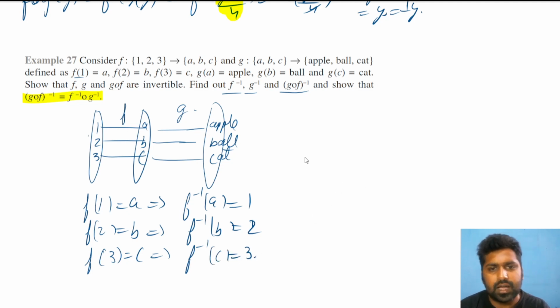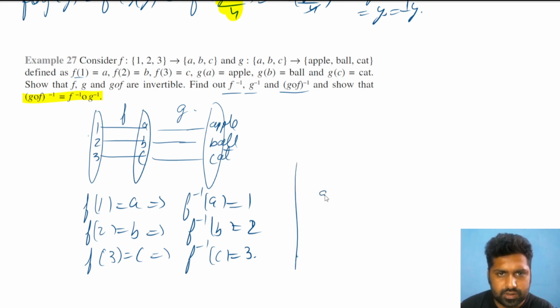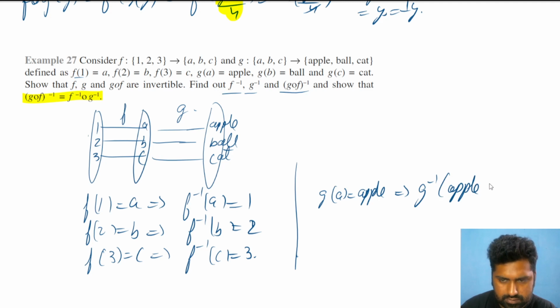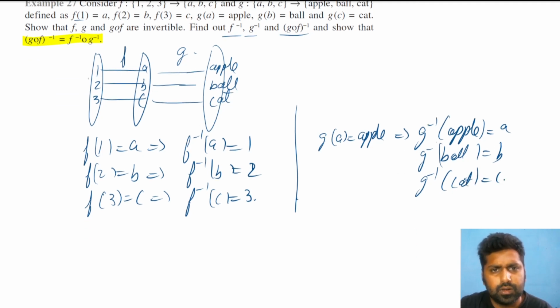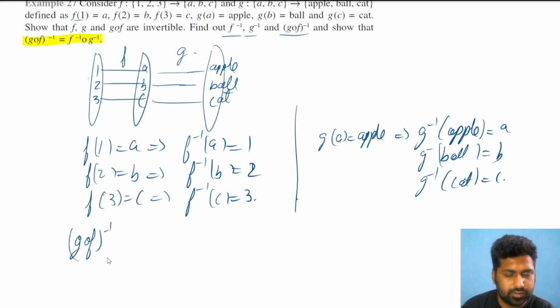Similarly, you calculate your g. g of A is apple, which implies g inverse of apple is equal to A. Now I'm writing directly: g inverse of ball is B, g inverse of cat is C. Now we have already calculated the inverse of everything. Now he is asking us to calculate (g∘f) inverse. So we have to calculate g of f of that and the inverse of it.